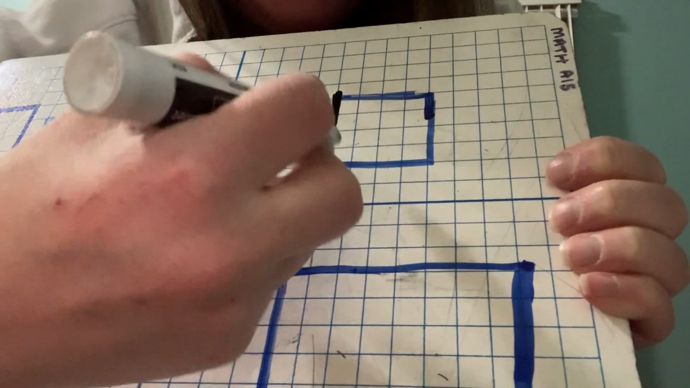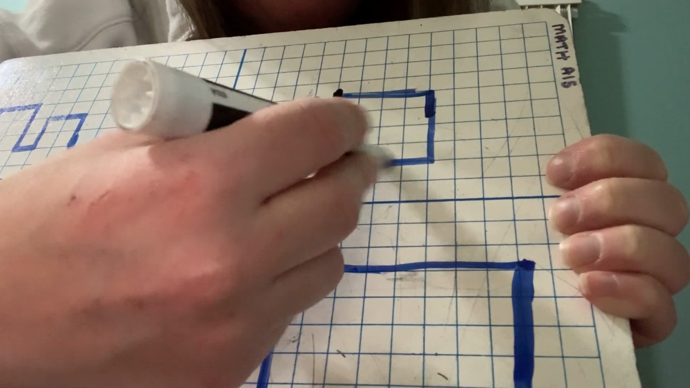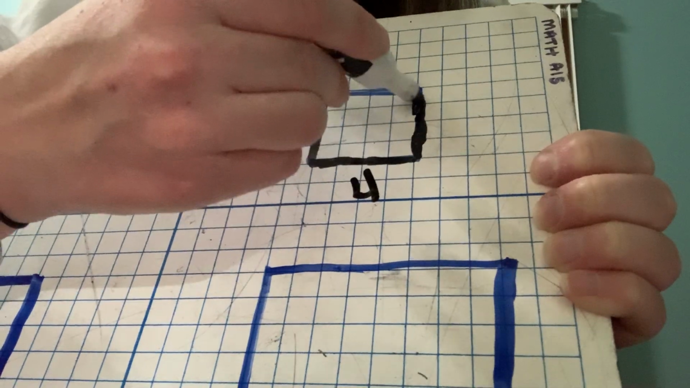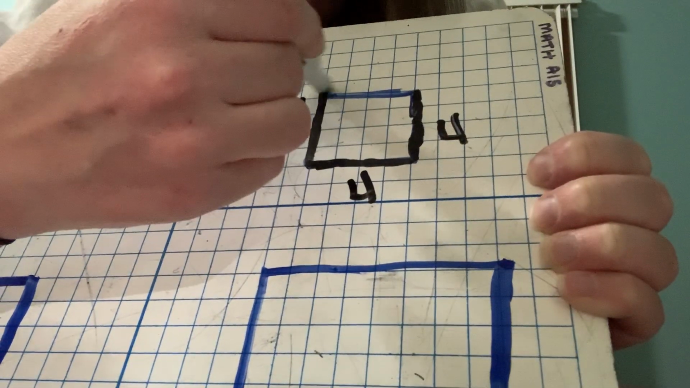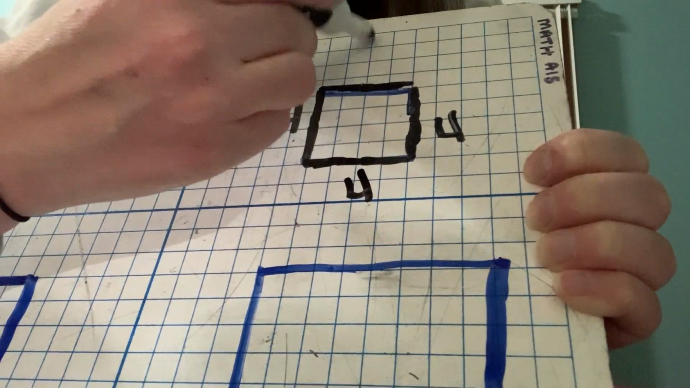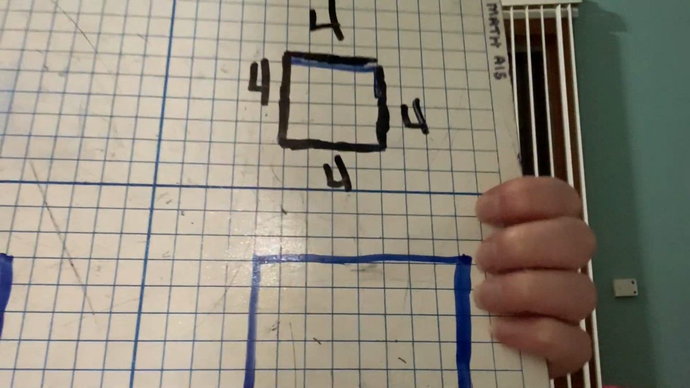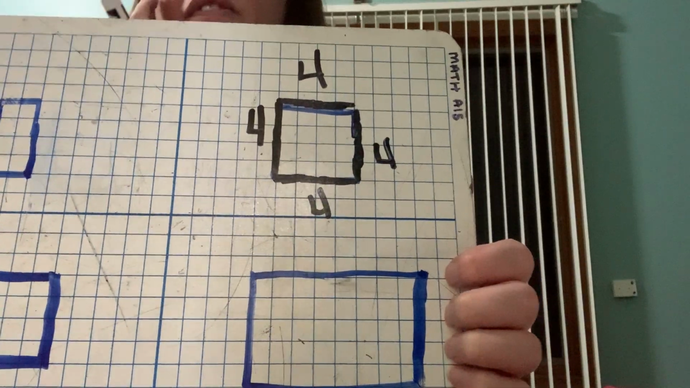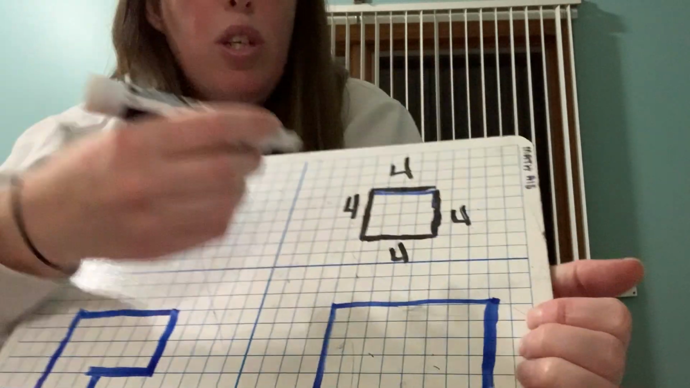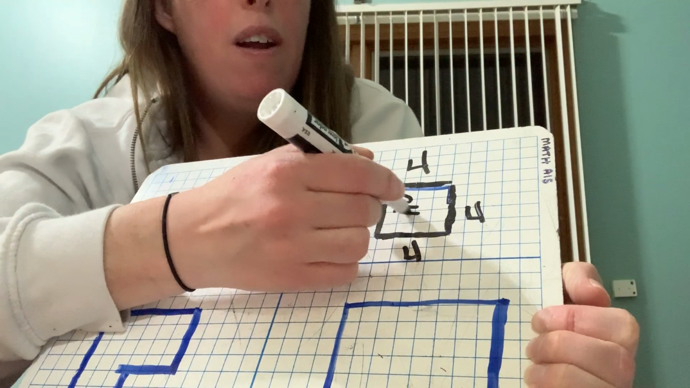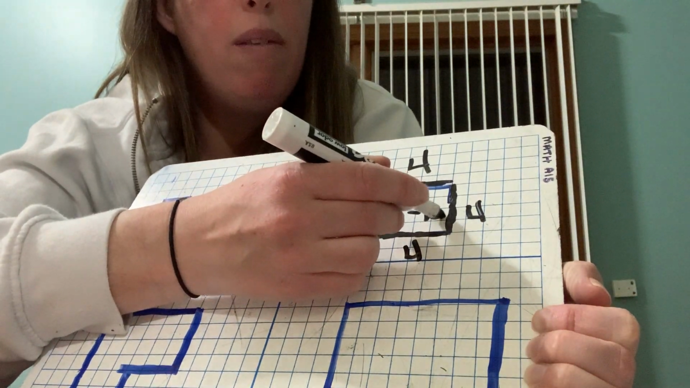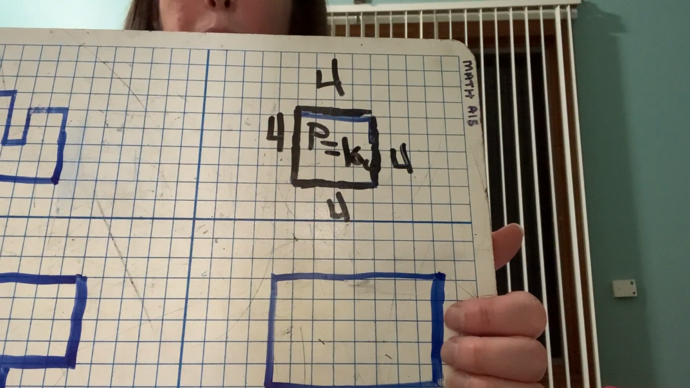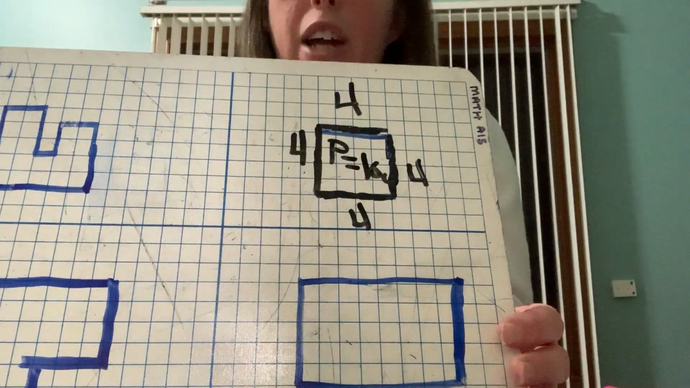I'm going to label it. Then down here, 1, 2, 3, 4. 1, 2, 3, 4 units. 1, 2, 3, 4 units. So when I add up my 4 sides of 4 units each, I get a total perimeter of 16. I'm going to call them U's for units. Okay? And if you notice, it is a square, so all the sides should be equal.